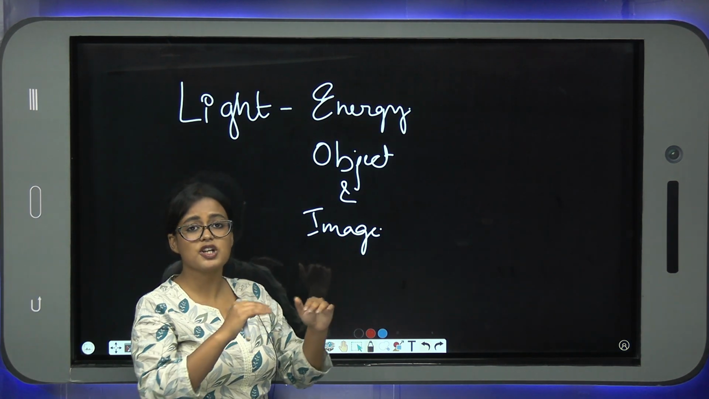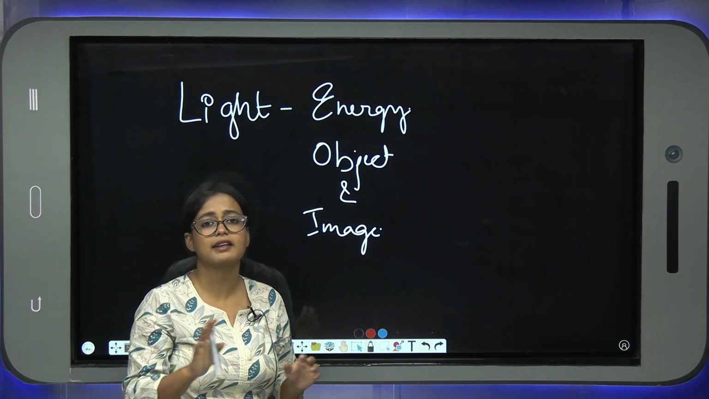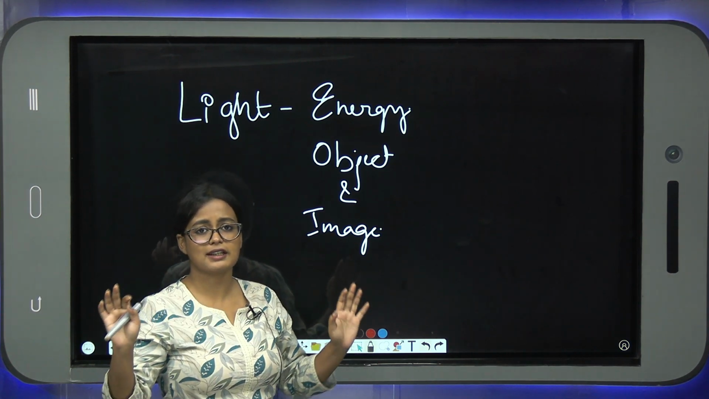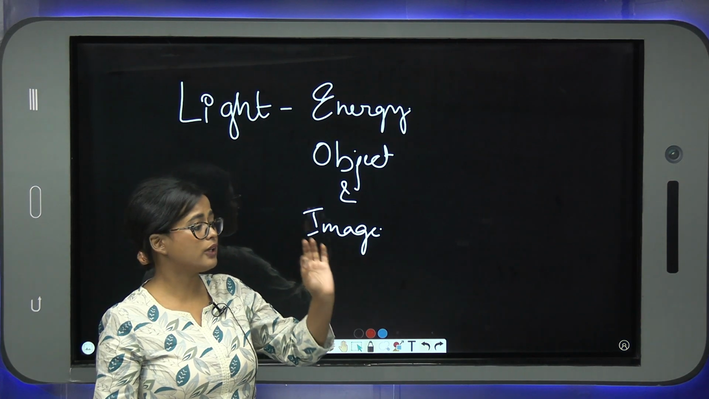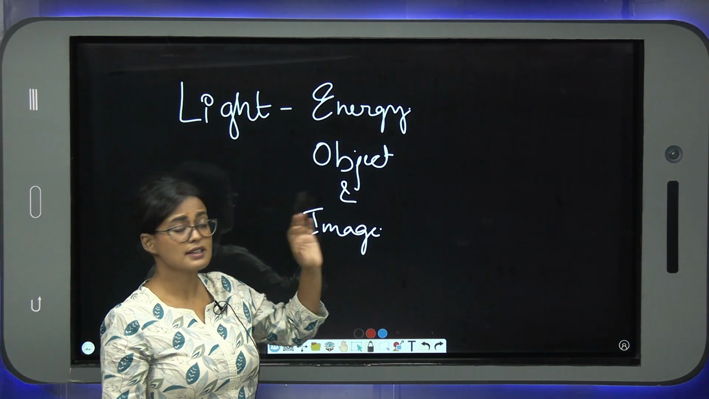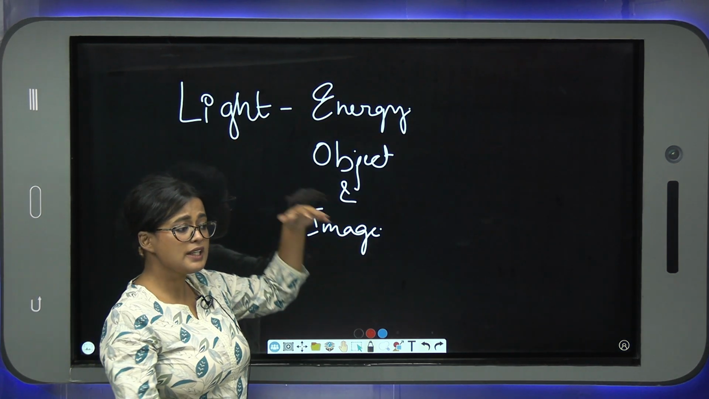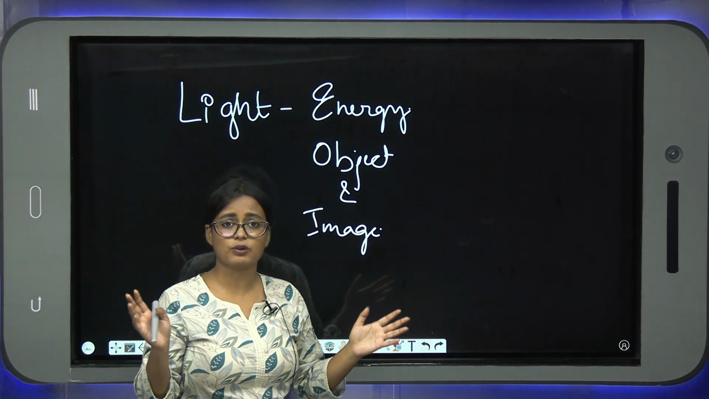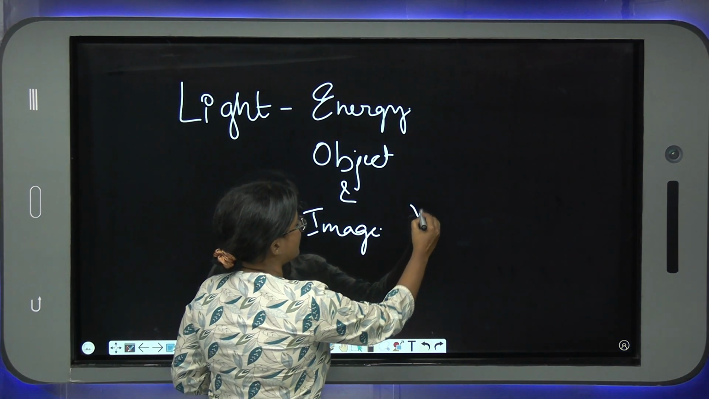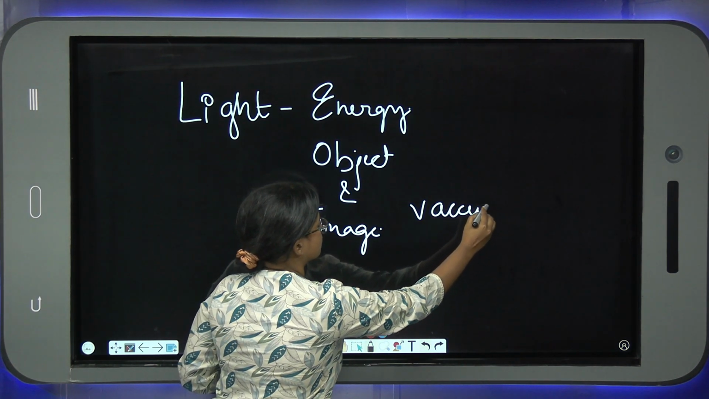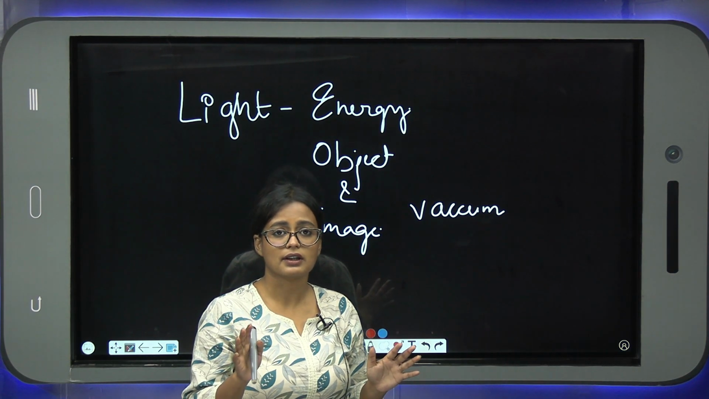Now, how an image is created in our eyes is a part of a very interesting phenomenon of light, that is refraction, which we will study later. Now, let us see how light is perceived through different sources. For light to reach a source, do we need a medium? No, light can travel through vacuum. Light does not need any medium for its travel.